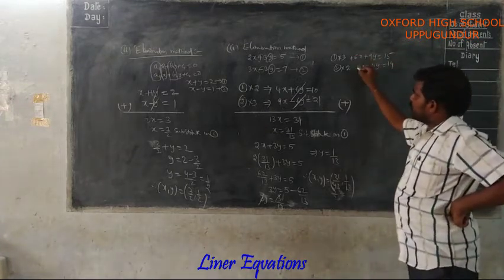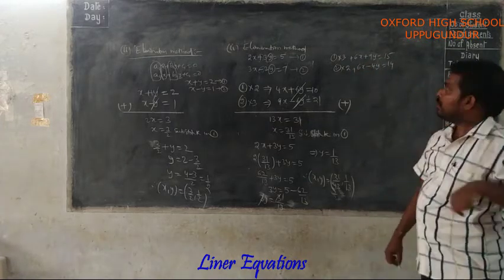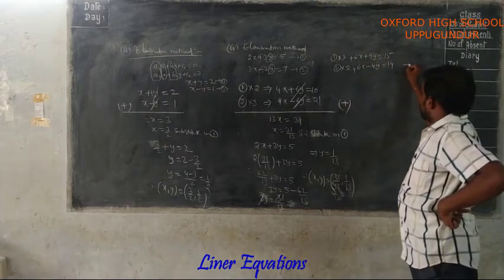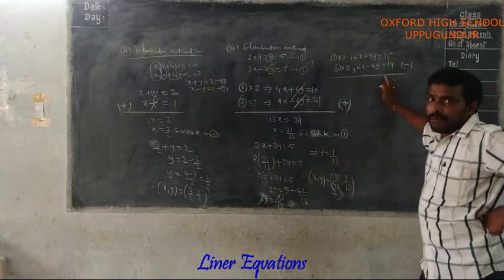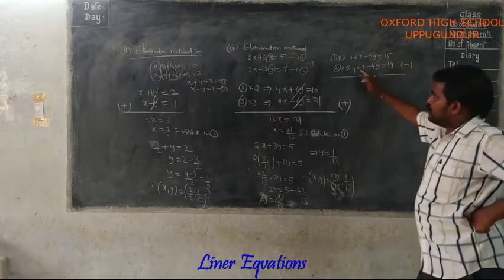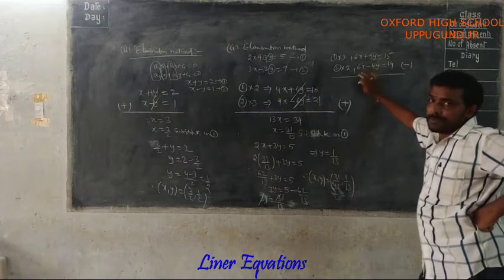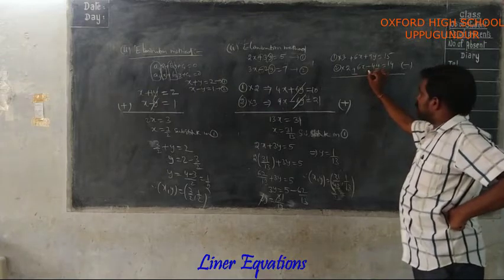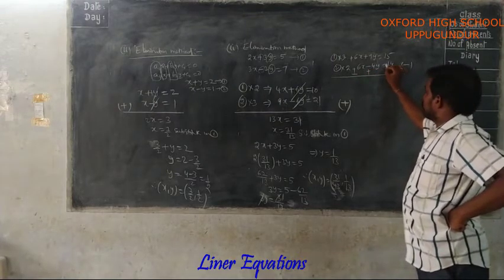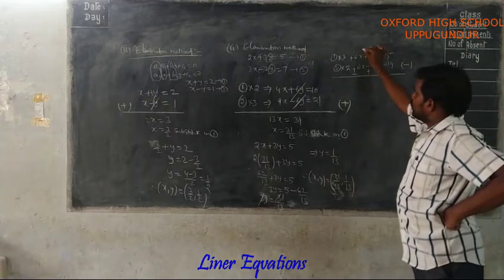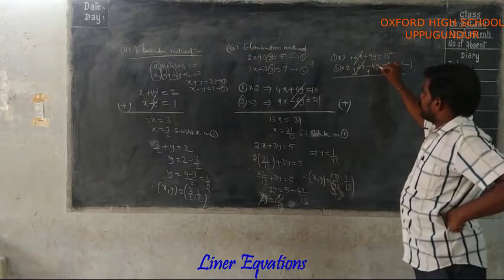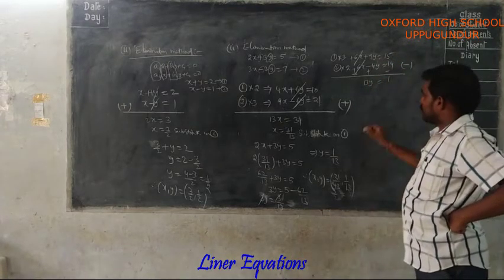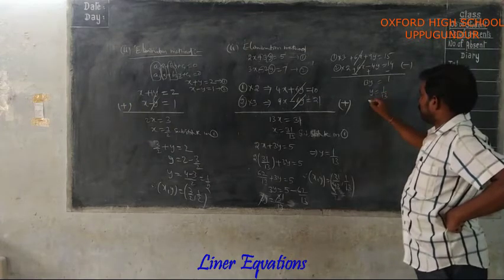Now here both 6x and 6x are positive. Whenever we are adding these two, we can't remove x variable term. That's why we have to subtract these two equations. Whenever we are subtracting two equations, second equation signs become changed. Plus becomes minus, minus becomes plus. Here plus 6x becomes minus 6x, minus 4y becomes plus 4y, plus 14 becomes minus 14. Now plus 6x minus 6x cancel, 9y plus 4y, 13y equal to 15 minus 14, 1. So y equal to 1 by 13.